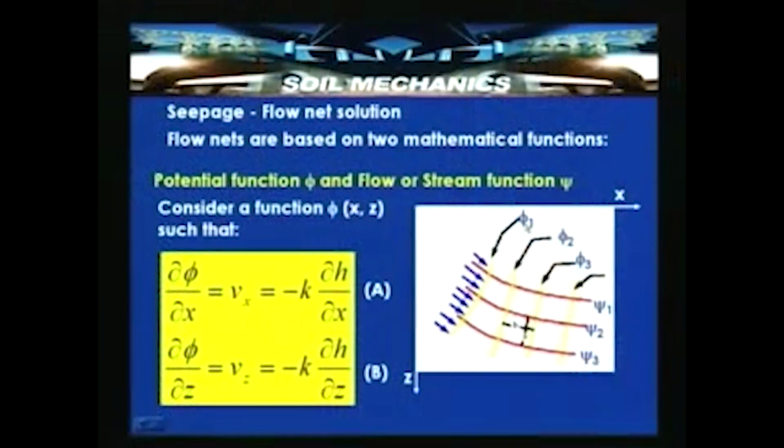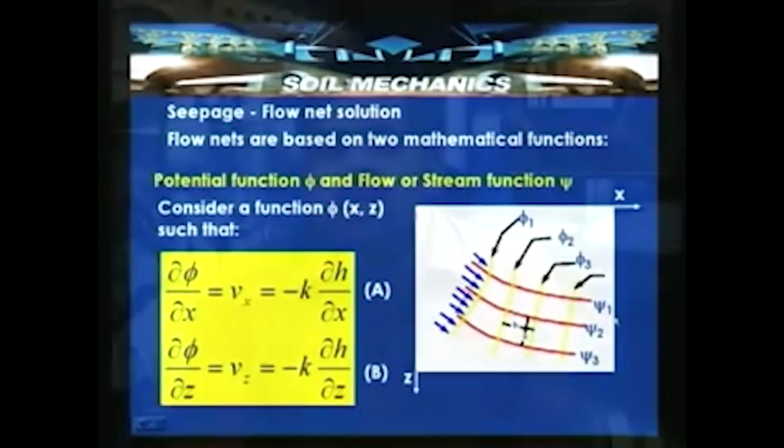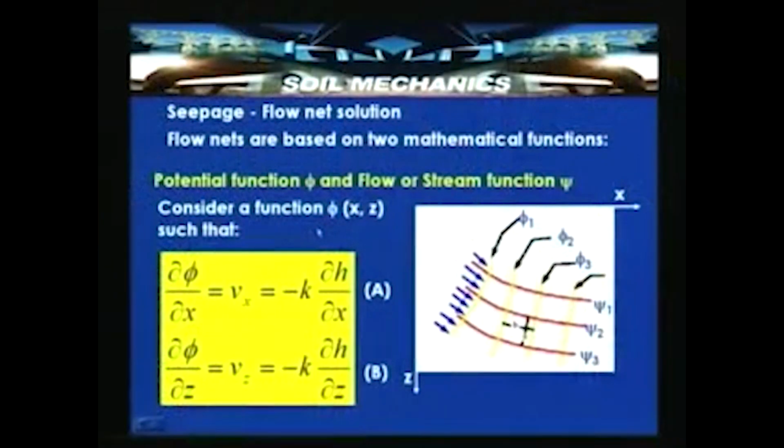So, here if you say phi 1, phi 2, phi 3, as the flow is occurring in this direction, the head loss which is occurring between any two adjacent potential lines is also called potential drop. So, in a flow net, a number of potential drops will be there from the starting point to the ending point where the flow is ending. So, in order to see whether this potential function and stream function satisfy the Laplace equation of continuity or not, and also to prove that they are orthogonal, we can try to derive that based on the considerations.